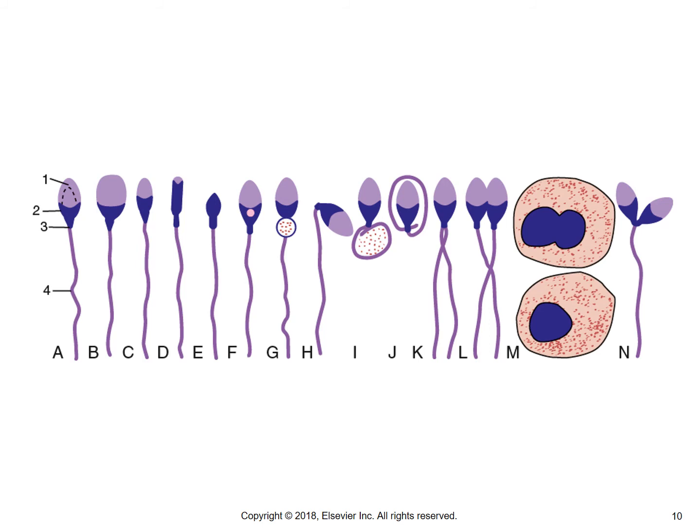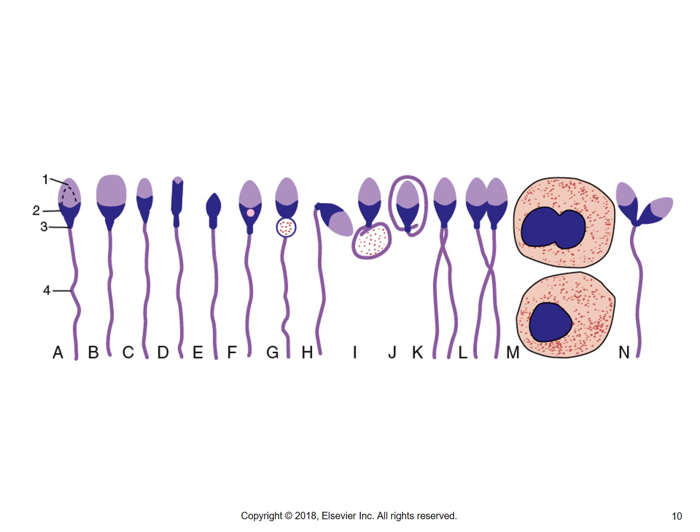In E, you have a complete acrosomal deficiency. In F, you have a head vacuole. G, you have some kind of midpiece defect or a cytoplasmic droplet. H, you have a bent headpiece. This might help or hinder the forward progression. I and J are coiled tails, and K, you can also have a double tail in pairing phenomena.